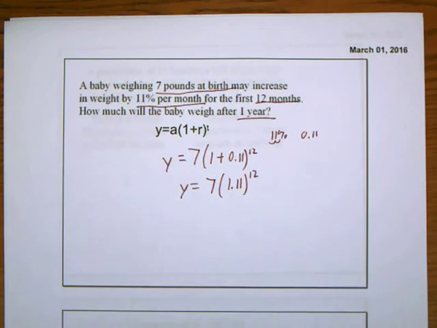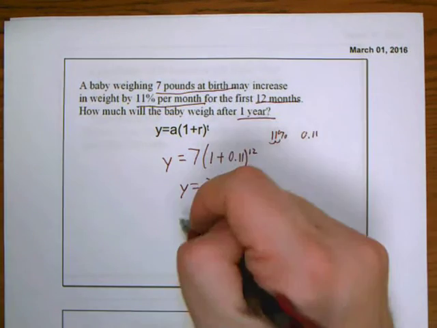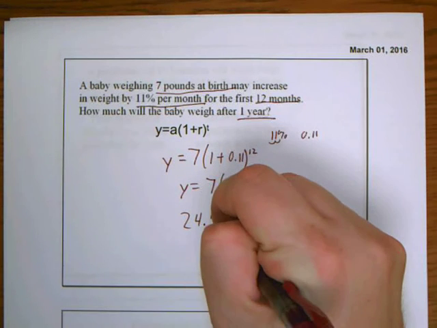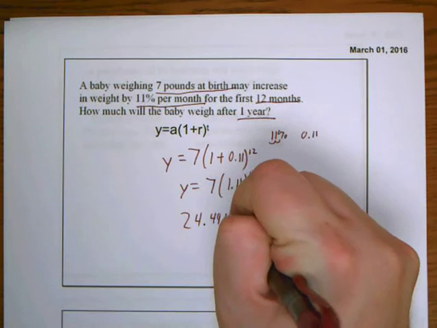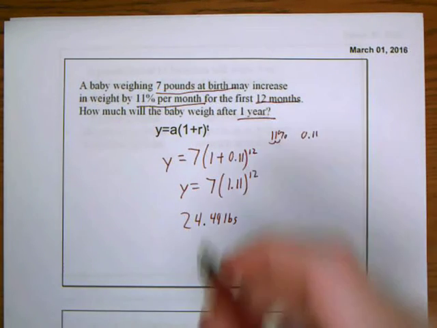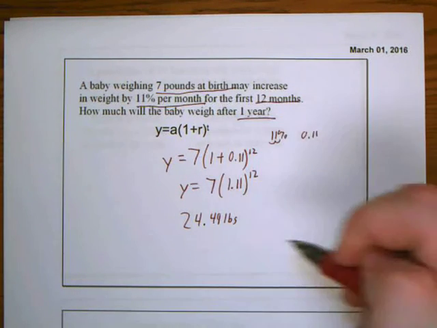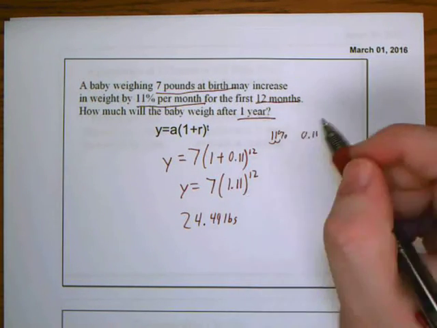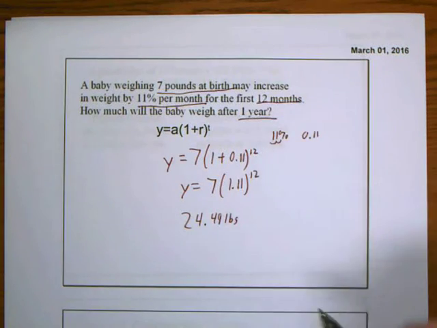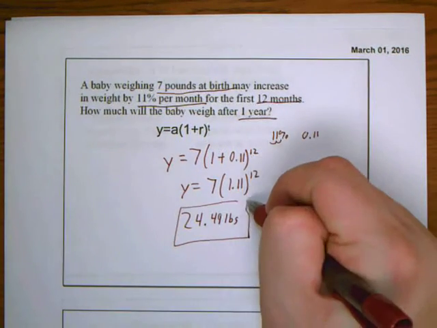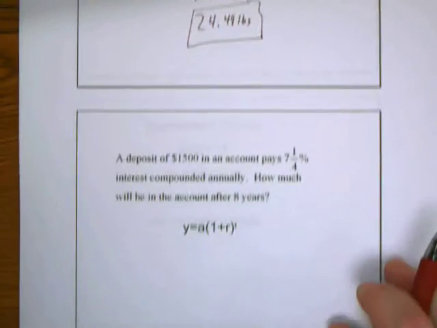And if we type that into our calculator, we're going to get that this is going to be 24.49 pounds. In this case, it makes sense that you can have part of a pound. So I'm just going to round to 2 decimal places. So that's 24.49 pounds. Remember, LBS is our abbreviation for pounds.